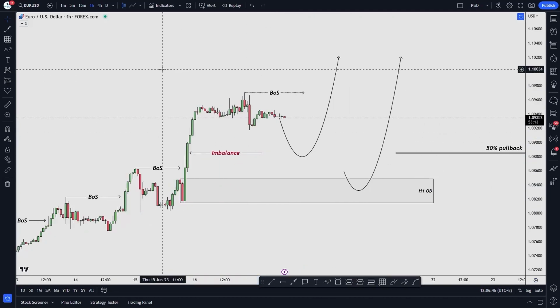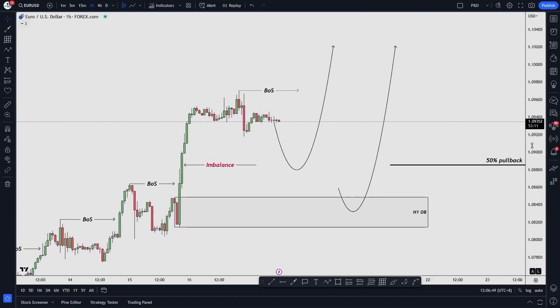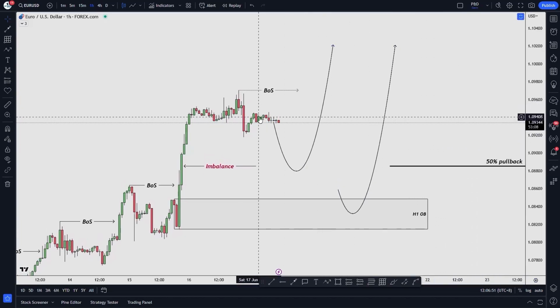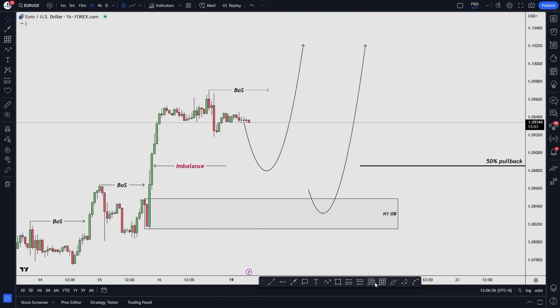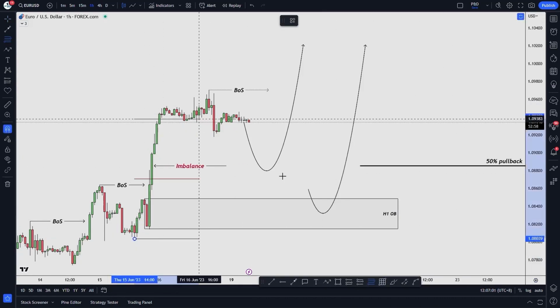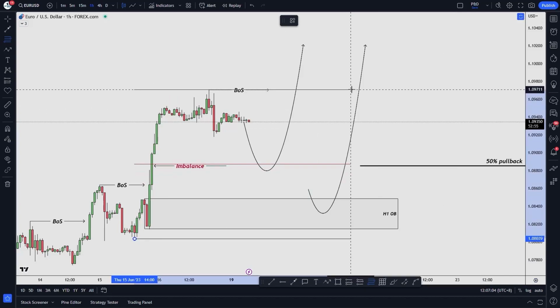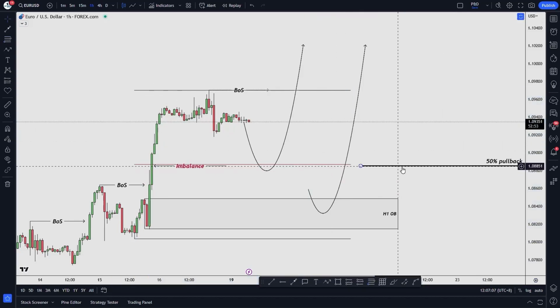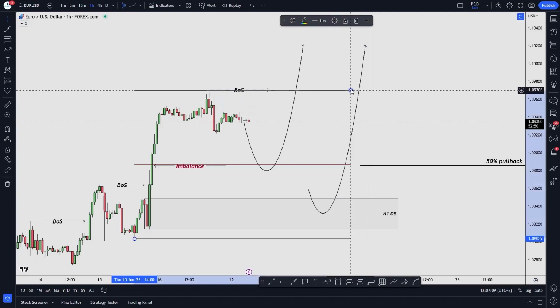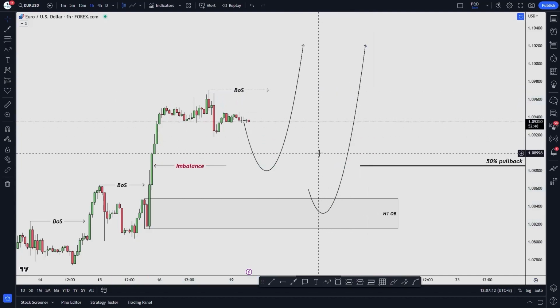Now, as this is Monday, we are expecting a pullback so that it can mitigate this imbalance, as well as we are also expecting a pullback to the 50% level as we have marked here. Now, what kind of price action are we expecting here? Let's say market pulls back to this imbalanced zone.